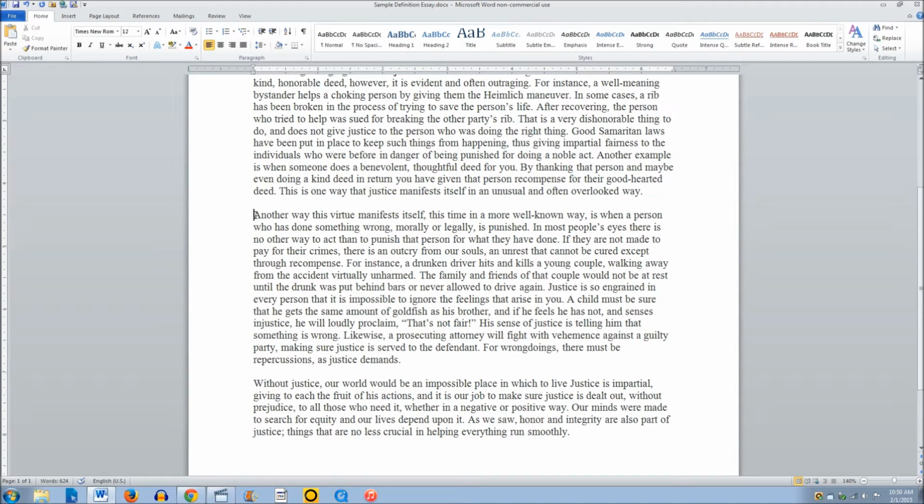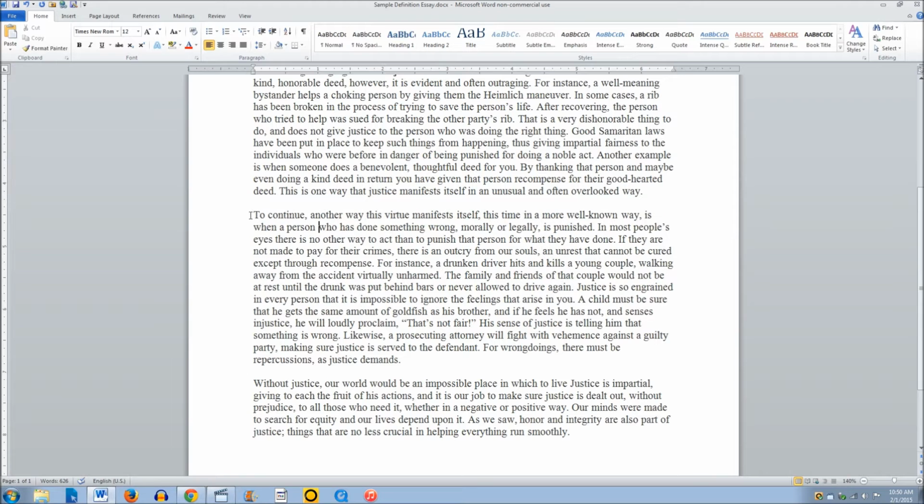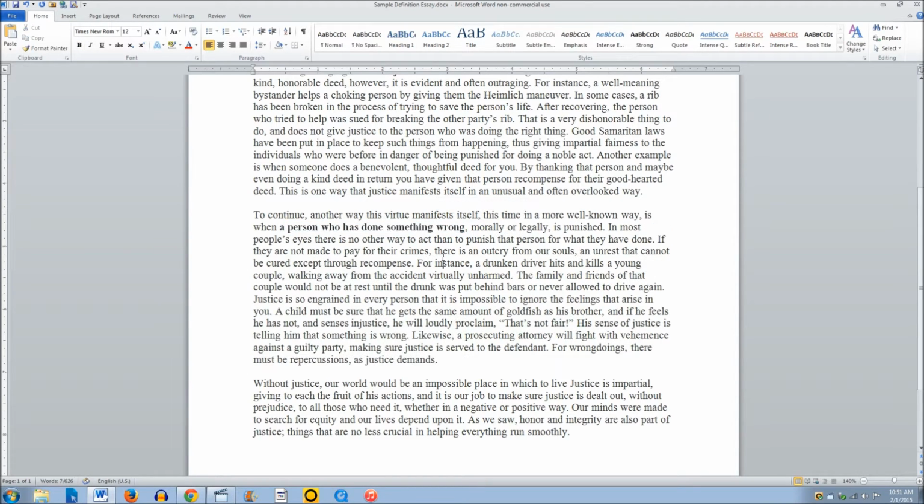Second body point, missing a transition. To continue, comma. Another way is when a person has done something wrong. This is the second way that justice is defined because a punishment must follow. And here's a great example.